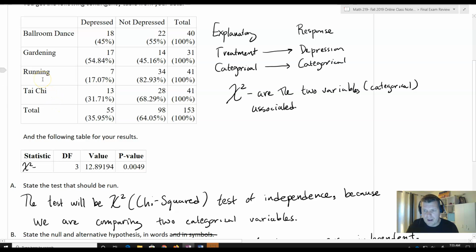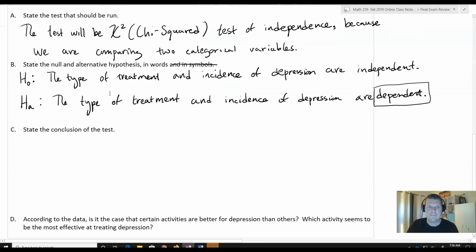In the presence of running, it changes whether or not a person is depressed or not depressed. In the presence of Tai Chi, it changes whether or not somebody is depressed or not depressed, okay? And so that's kind of the idea that we're dealing with here, right? Was one of the treatments better? And when I reject the null, what I'm going to answer is yes or no, one of the treatments was better. Then we state the conclusion of the test, right?